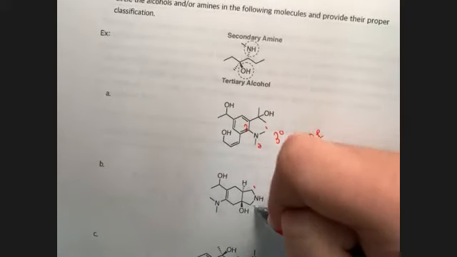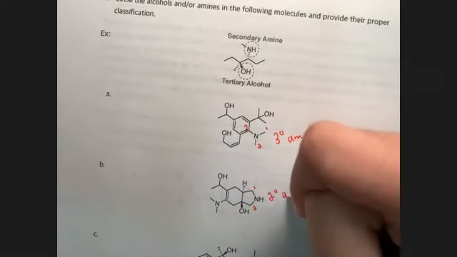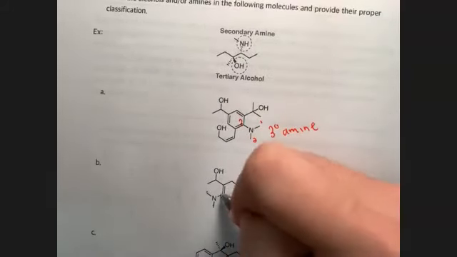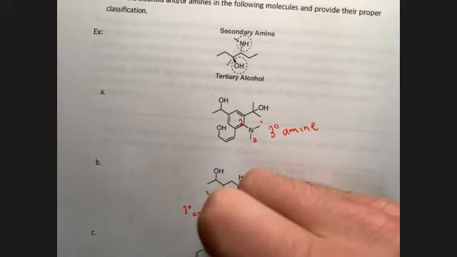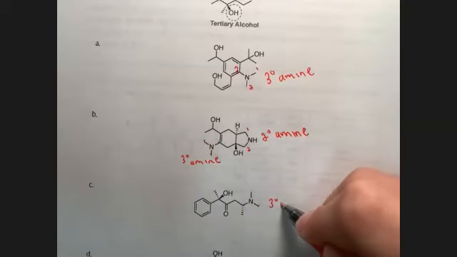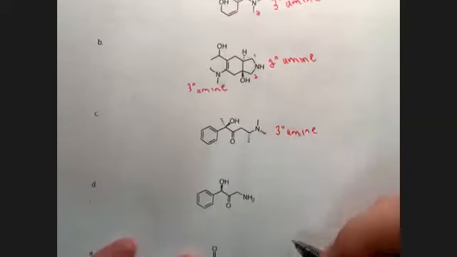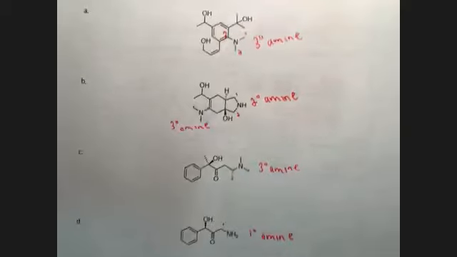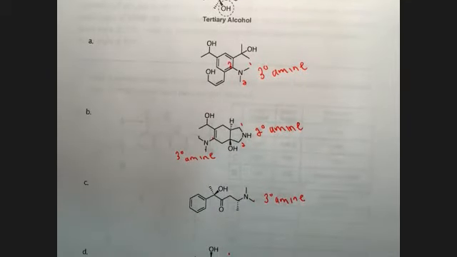Over here, we have 1, 2, and that would be a secondary amine. Over here, we have 1, 2, 3, so this would be a tertiary amine. Same thing here, 1, 2, 3, a tertiary amine. And down here, we only have 1 carbon group, so this would be a primary amine. I think that's pretty easy so far. Does anyone have any issues with classifying amines? Just look for the number of carbons directly attached to your nitrogen atom.